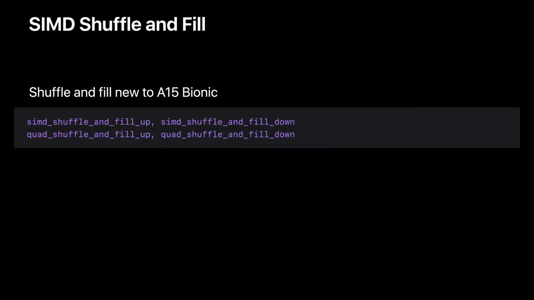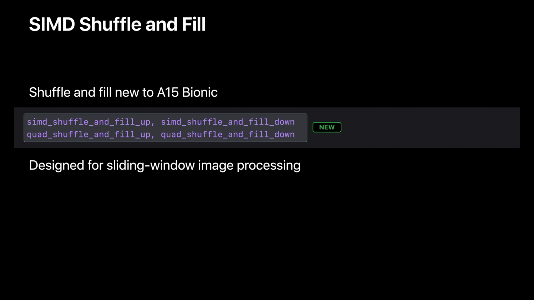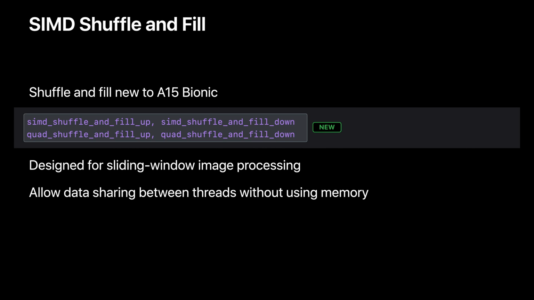New to A15 Bionic is the support for SIMD and quad shuffle and fill. These instructions are designed to improve sliding window image operations, like the edge detection convolution previously shown. These functions optimize compute workloads by sharing data across neighboring threads in a given SIMD group without using memory.